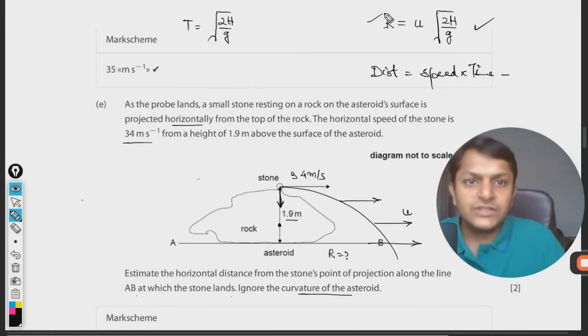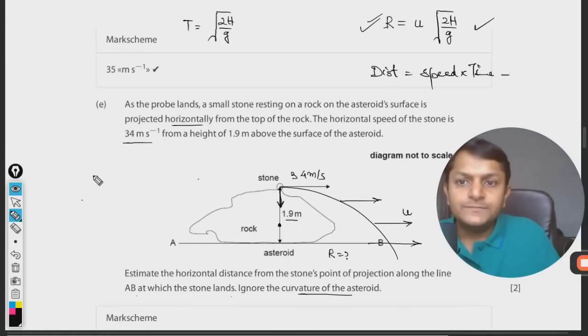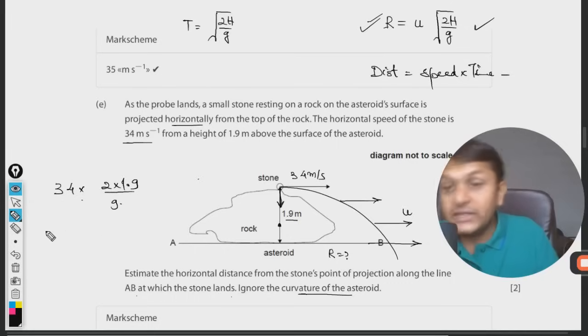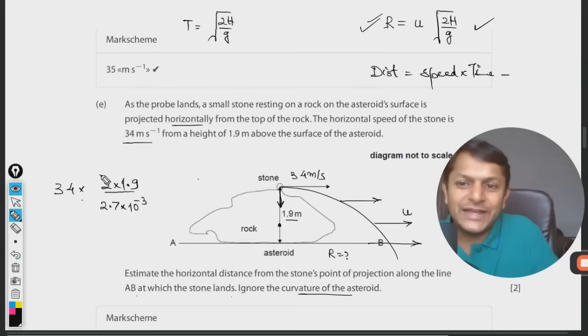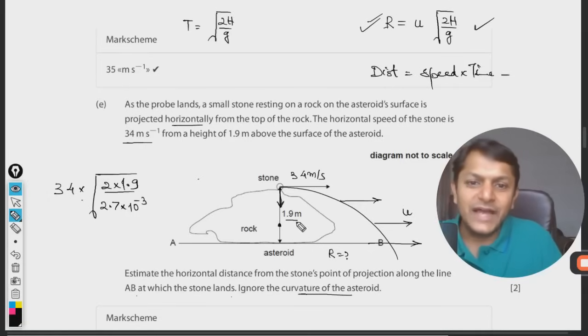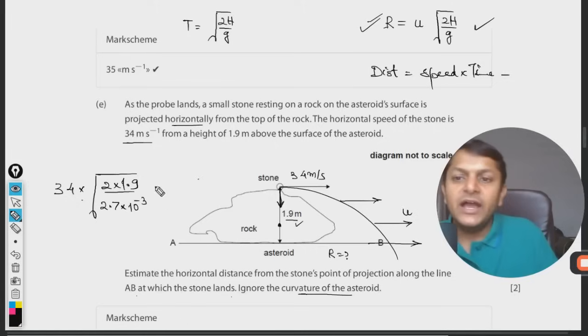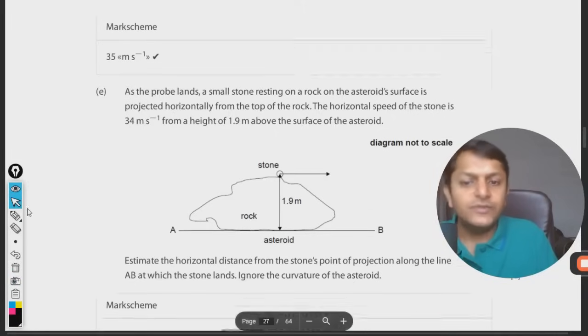So here I'm just applying this formula. So u is 34, height is given as 1.9, and the gravity will be, oh my god, sorry, I have put it as 9.8. That is not right. So it is 2.7 10 raised to power negative 3, isn't it? The height is still 1.9, but the gravity is very low. It's 2.7 10 to the power negative 3. We substitute the value, and when we calculate it, we would be getting the right answer.